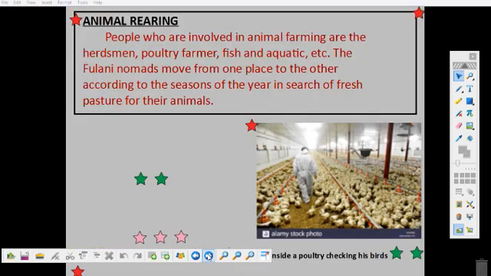Let's look at another one called animal rearing. The people who are involved in animal farming are the herdsmen, poultry farmers, and those that take care of aquatic animals that live in water. The Fulani nomads move from one place to another according to the season of the year in search of fresh pasture for their animals. You can see a poultry farmer inside his poultry farm taking care of birds in order to earn a living at the end of the day.